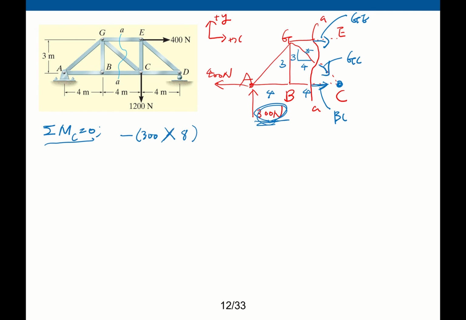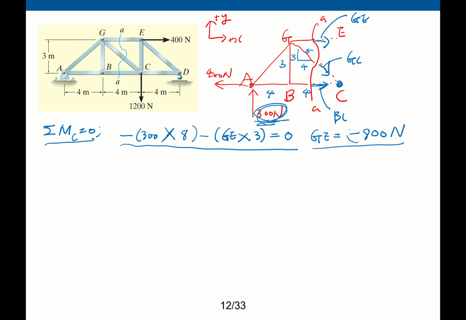So 300 times 8. And we don't know, but we assumed that the direction is positive, right-hand directions. Let's keep the direction that creates a clockwise rotation. Minus GE times 3 is equal to 0. So we can find GE directly from this one equation. GE is minus 800 Newton. Like I said before, we got a negative sign here.